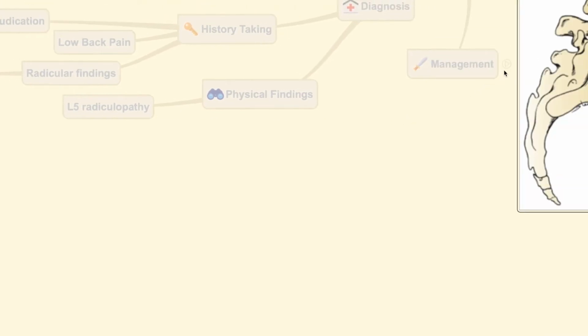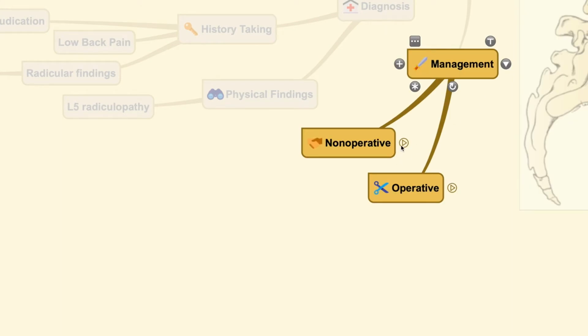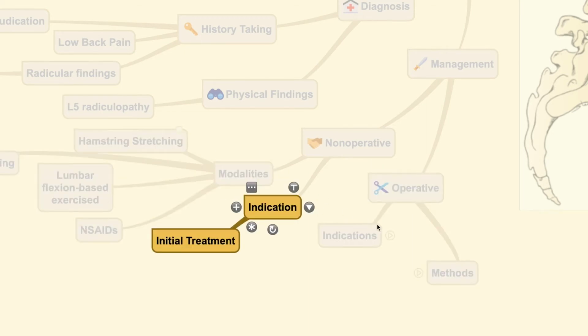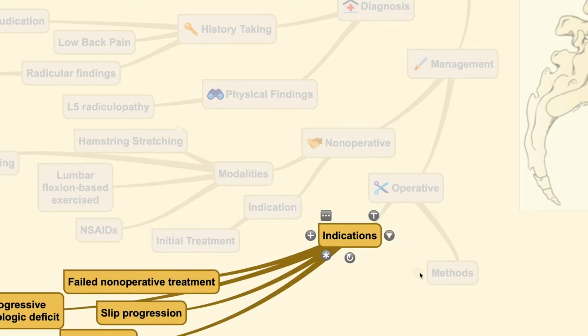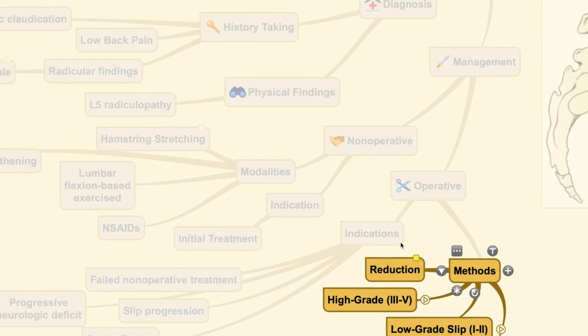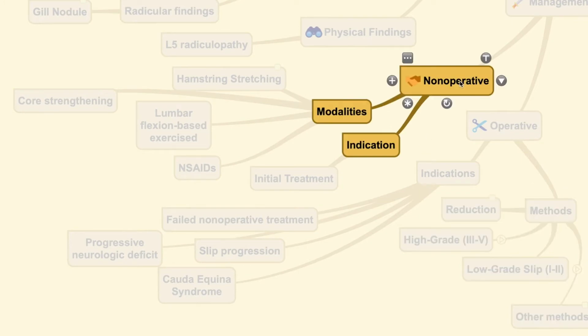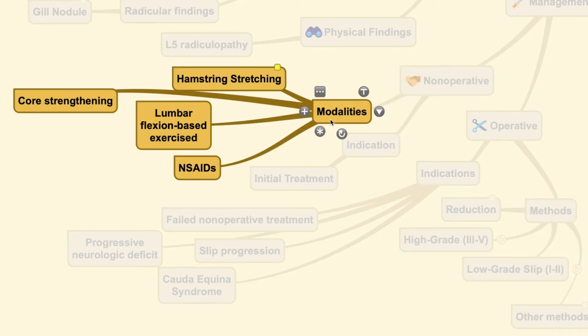Moving on to the management, you should check out my previous video regarding the management of other subtypes of spondylolisthesis, but basically it's all the same, because if the patient comes to you initially, the modalities should always include non-operative options, which is NSAIDs as the drugs.